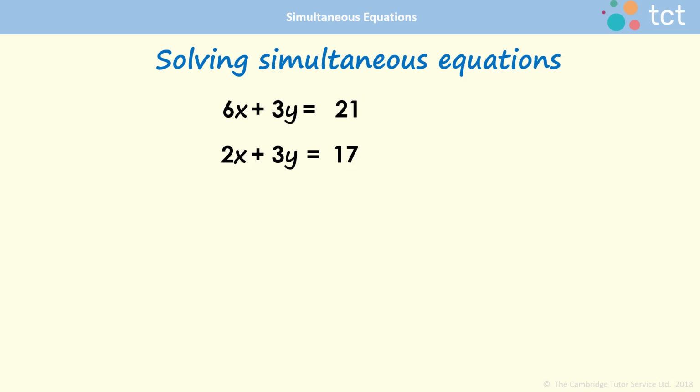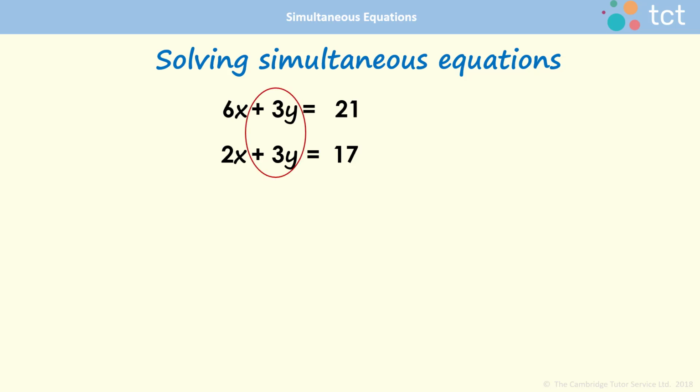Looking here at some simultaneous equations. 6x plus 3y equals 21 and 2x plus 3y equals 17. Both the x's will be the same value and both the y's will be the same value. When we're doing simultaneous equations, we're looking at things like factors and multiples and seeing what we can divide or what we can multiply that will make things a little more equal.